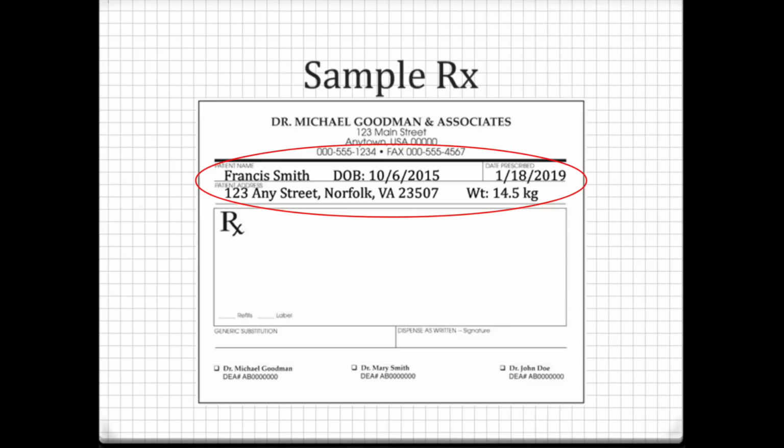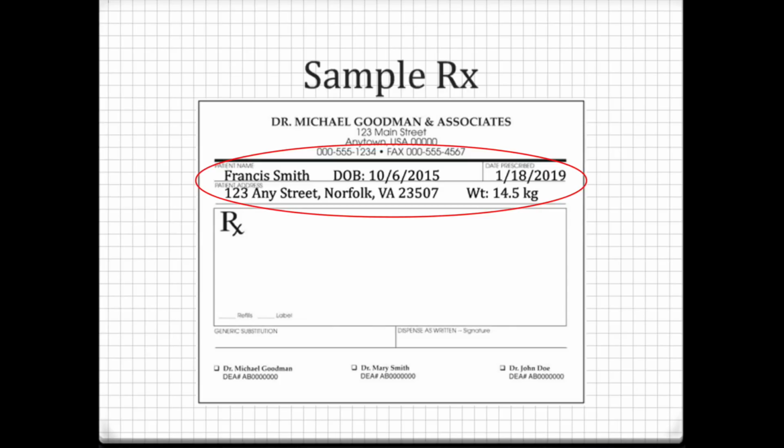So as a recap, at the very top of a prescription, which is called the superscription, you should have the patient's formal name. In this case, she might be called Fran, but we would still write Frances since that is her formal name. In addition to the first and last name, you should also provide the patient's birth date, the date the prescription is written, the patient's address, and weight in kilograms, especially if it's a pediatric patient, which this patient is.